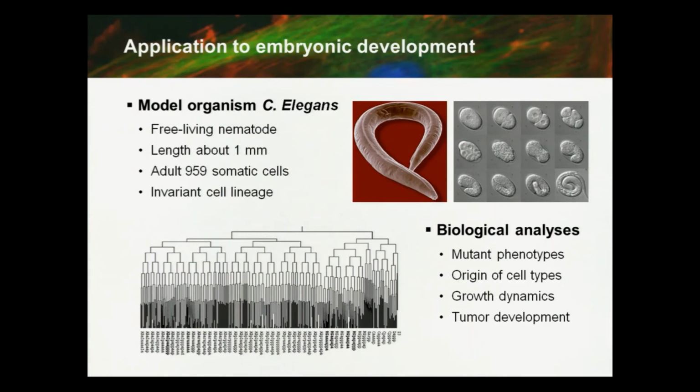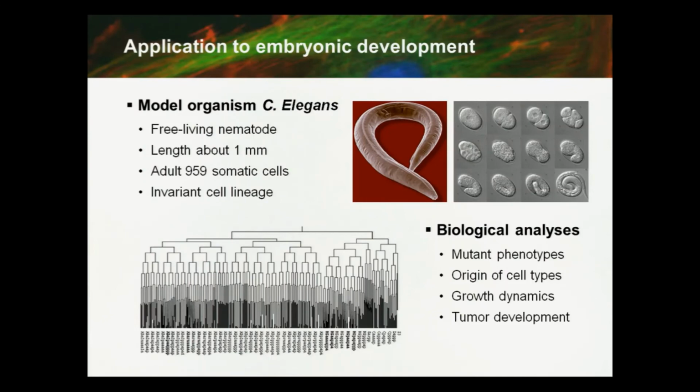So what you need to do if you want to do this in large scale with many subjects, you really have to automate the whole segmentation and tracking process to build this lineage tree. So it starts, of course, with a single cell, which divides, and this cell divides, and this divides.